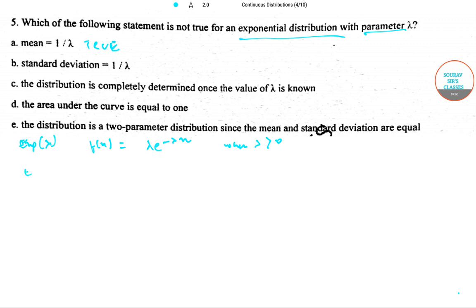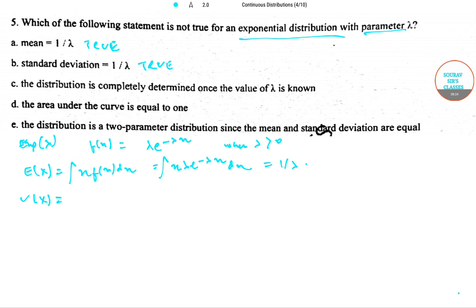You can calculate the mean as expectation of x, which is the integral of x f(x) dx. So x lambda e to the power minus lambda x dx. If you solve this, it comes out to be 1 by lambda. Option B, the standard deviation is 1 by lambda. This again is true. To calculate the standard deviation, you first need to calculate the variance of x.